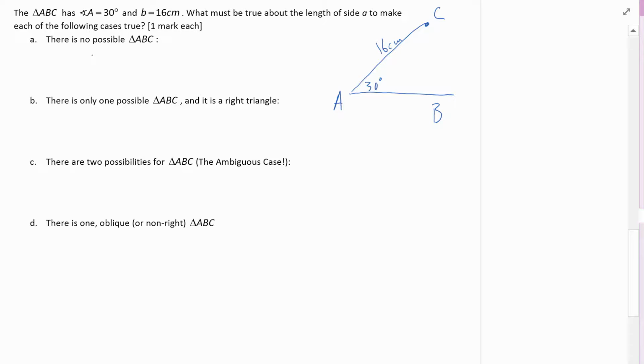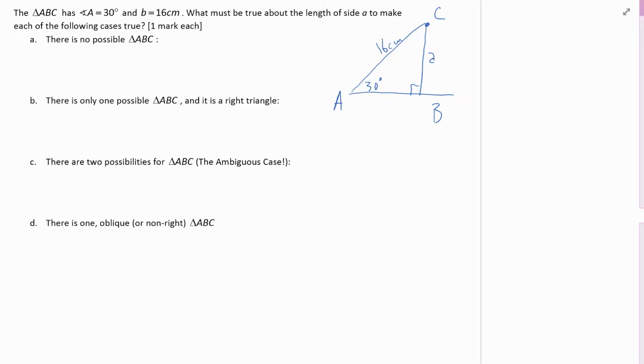Now the first question is, what's true about little a so that there is no possible triangle? Well, if little a is just a little short piece that hangs down here like this, it's clearly not long enough to reach down to the bottom to be a triangle here. There's no triangle that can exist. What's the shortest possible length you could have for a? The shortest length would be if you brought A down to here at a right angle. That would be the shortest. Anything shorter than that, it's not going to work.